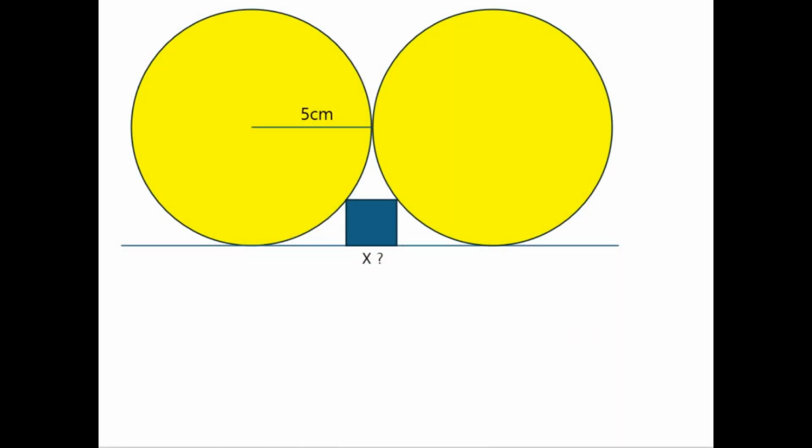Hello, this problem is to find this x, one side of the square. To solve this problem, we need some auxiliary lines.